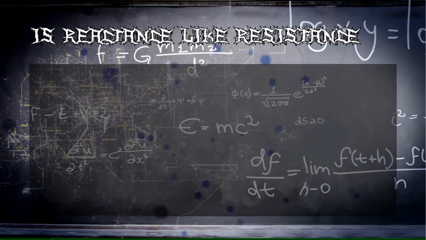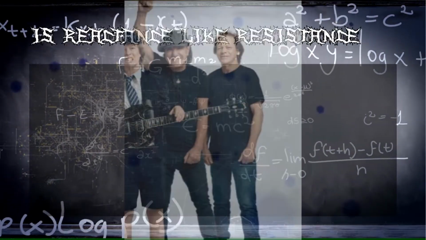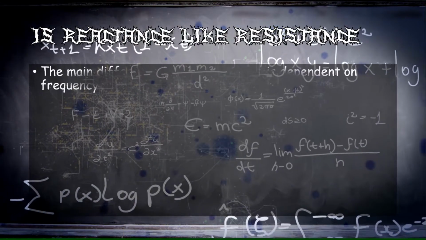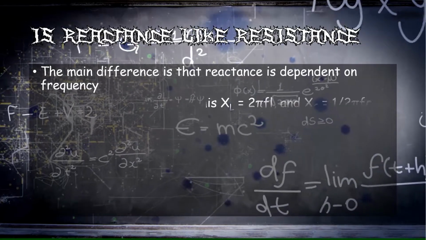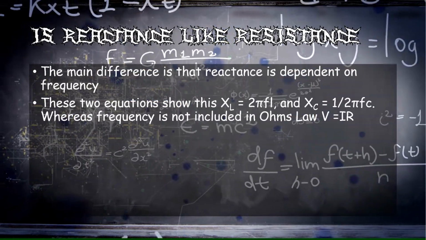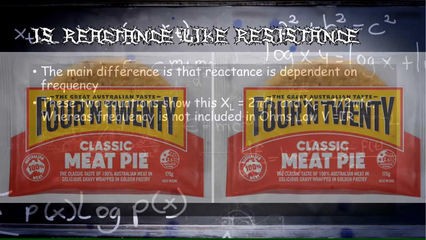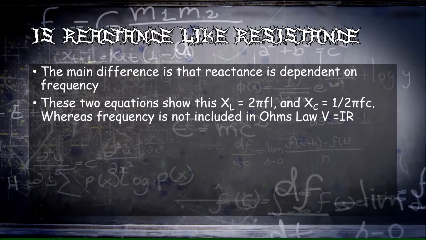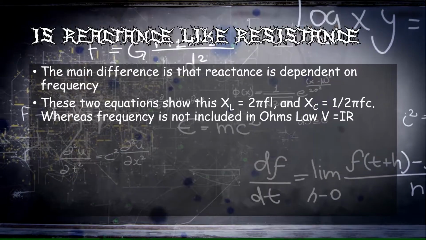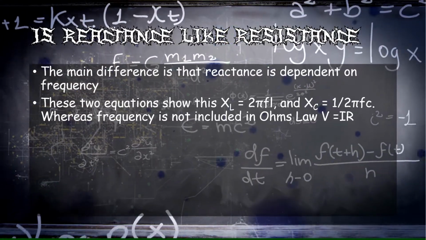Reactance in an AC circuit is often compared to resistance in a DC circuit. The primary difference between the two is that reactance is dependent on frequency. The equations XL equals 2 pi FL and XC equals 1 over 2 pi FC show this. Both of those equations include frequency, whereas in Ohm's law, V equals IR, frequency is not included.